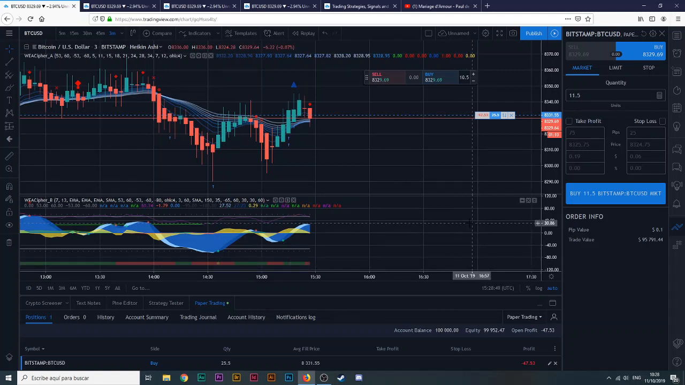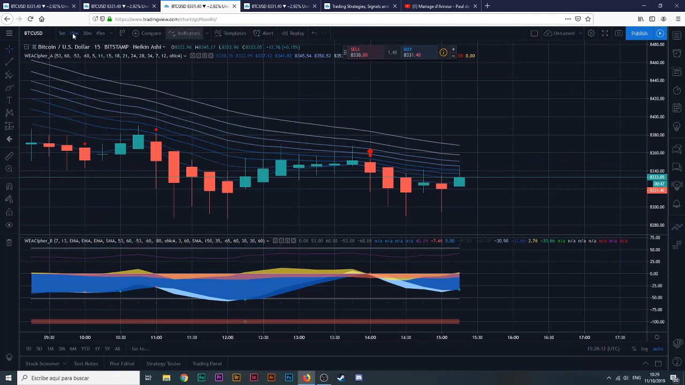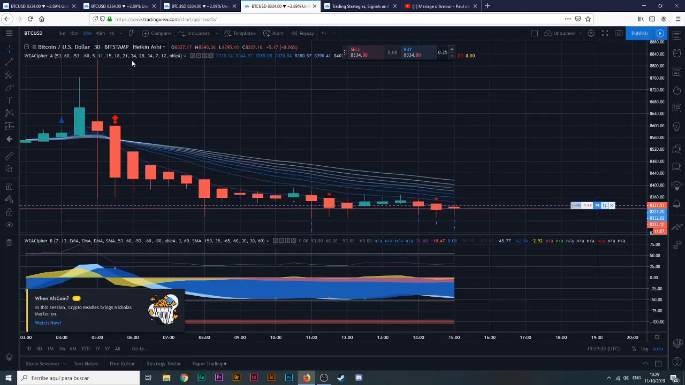So how do you enter a buy signal? How do you enter a trade? There's actually 4 time frames you want to use. For example, here's the 3-minute time frame. This is the 5-minute time frame. This is the 15-minute time frame, and this is the 30-minute time frame. So you want to look at the time frames for the trend.